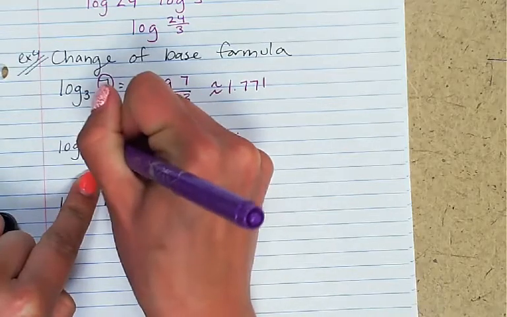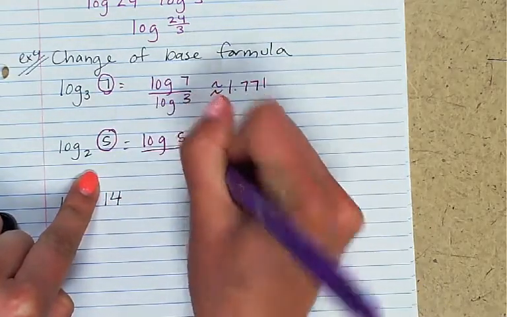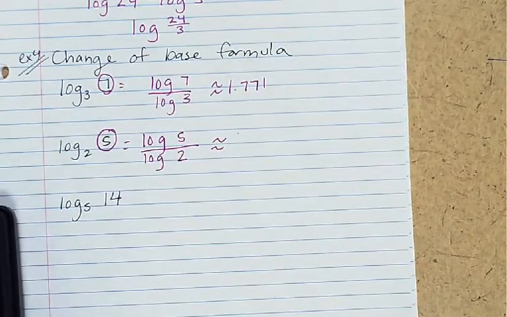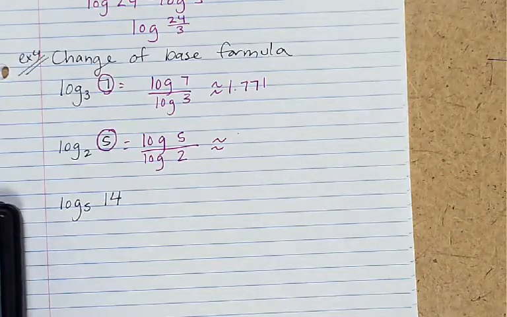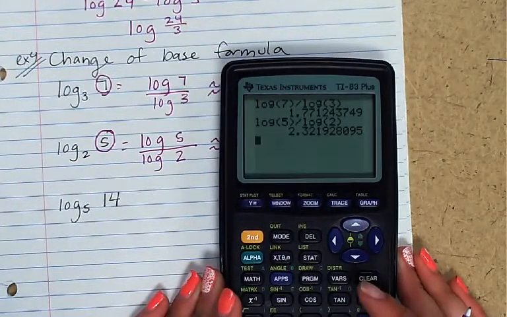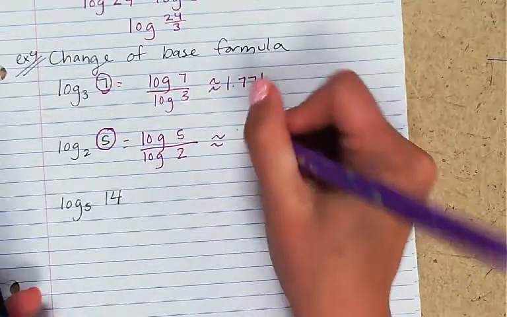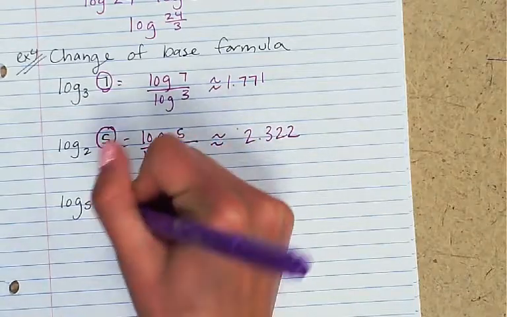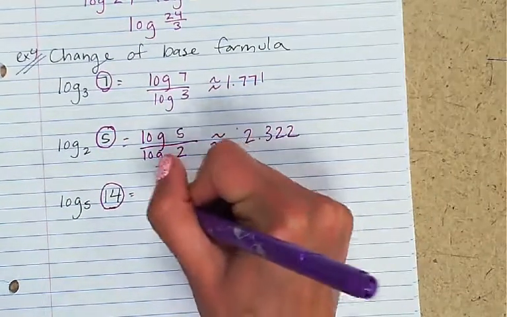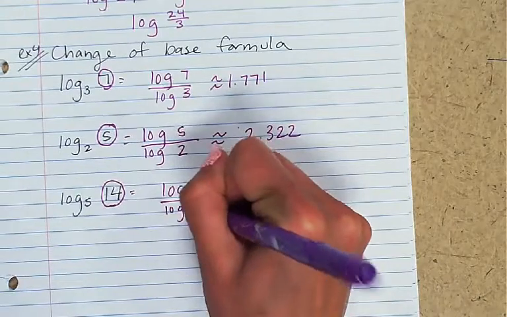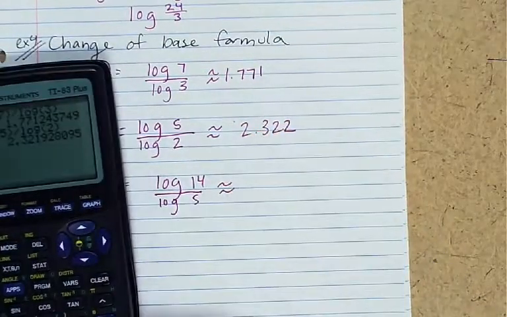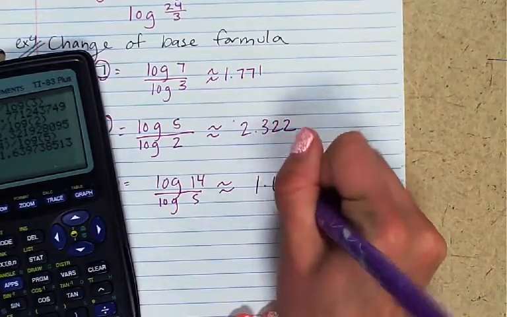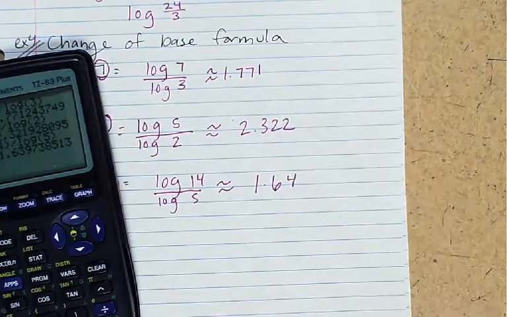The numerator is this value, so log 5 divided by log of whatever your base is, 2. So on that one I got about 2.322. And the last one, again, this value's in the numerator. Whatever your base is goes in the denominator, the bottom. Log 14 divided by log 5, it's about 1.640 or 1.64.